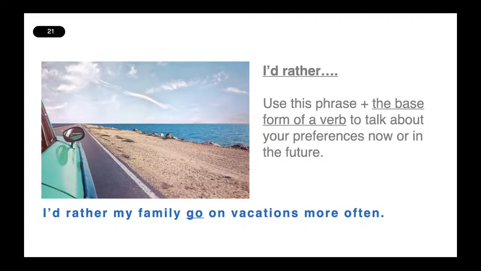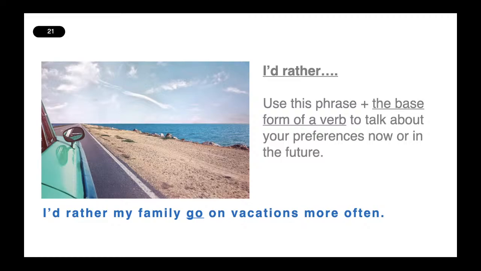So my example is, I'd rather my family go on vacations more often. It means that I hope or I wish that my family would go on vacations more often. So again, hypothetical situation. We don't go on vacations very often, but I would like my family to go on vacations more often. So I'd rather my family go on vacations more often.